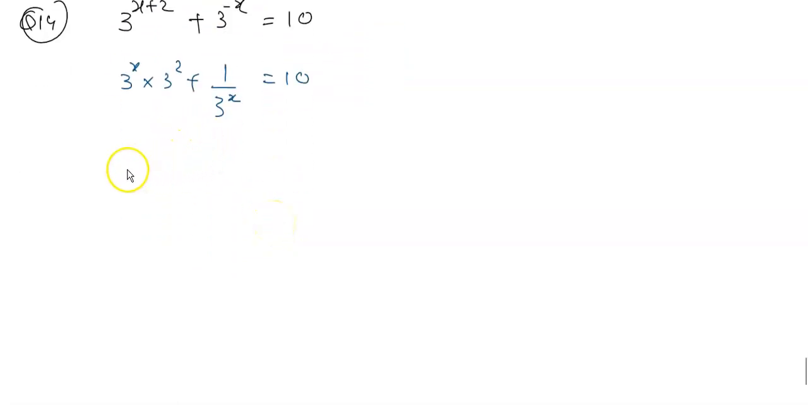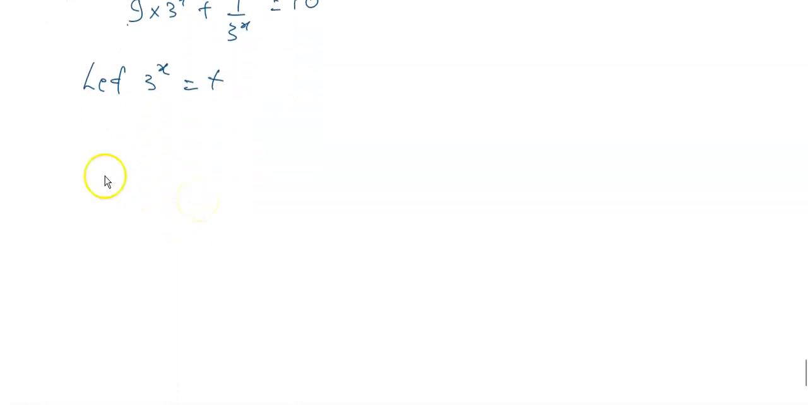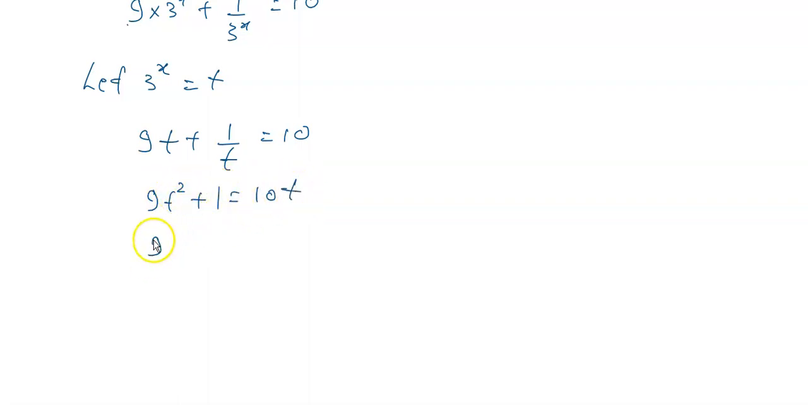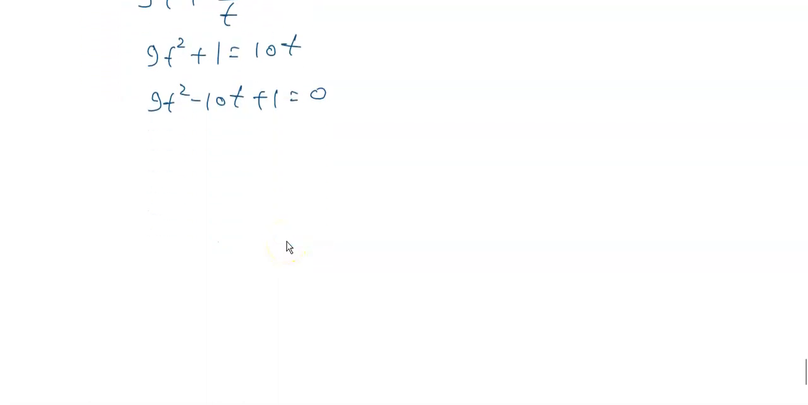So now we can write this as 9 into 3 to the power of x plus 1 upon 3 to the power of x is equal to 10. Let's assume 3 to the power of x as equal to t. So if I do that, this equation changes to 9t plus 1 upon t is equal to 10. So I get 9t square plus 1 is equal to 10 times t. So this is 9t square minus 10t plus 1 equal to 0. So we can factorize 9t square minus 9t minus t plus 1 equal to 0.